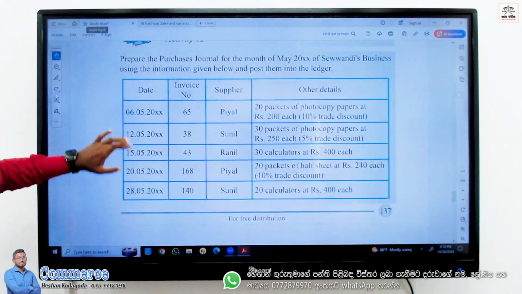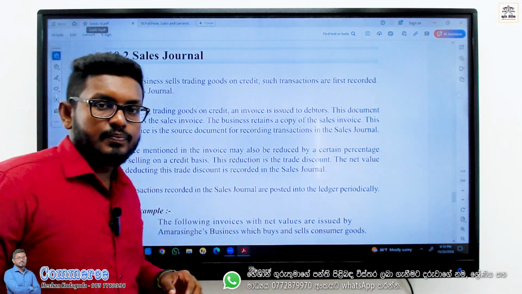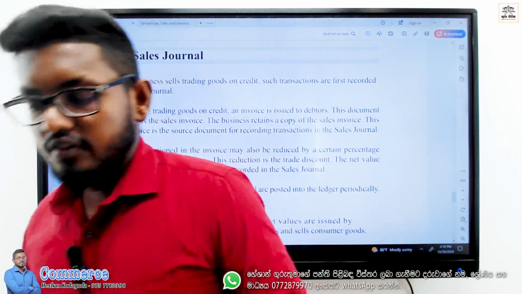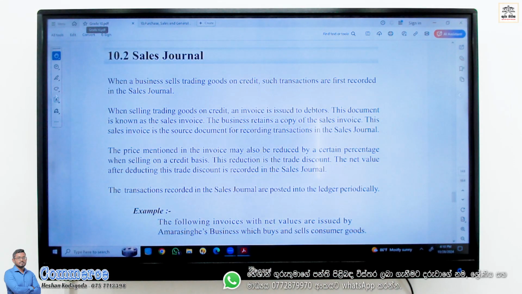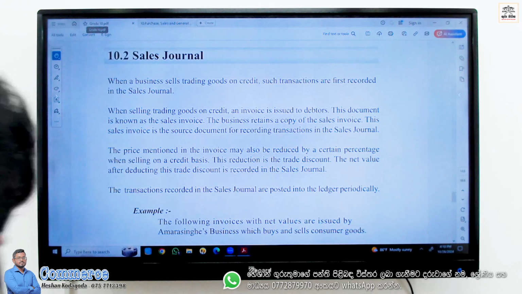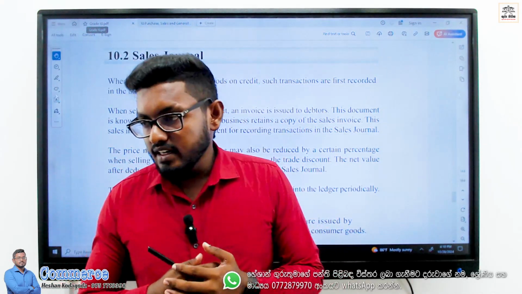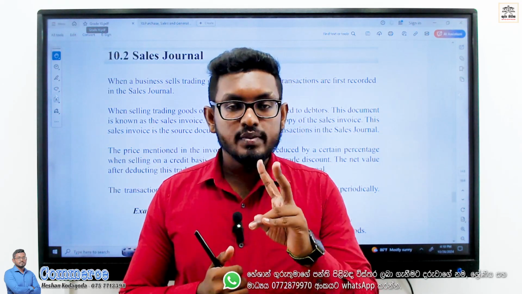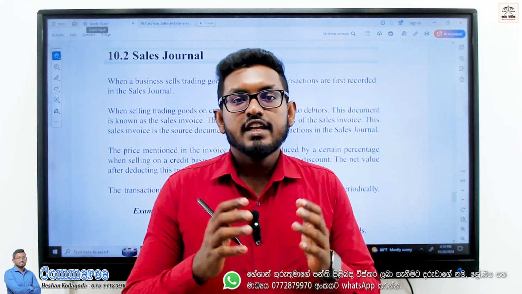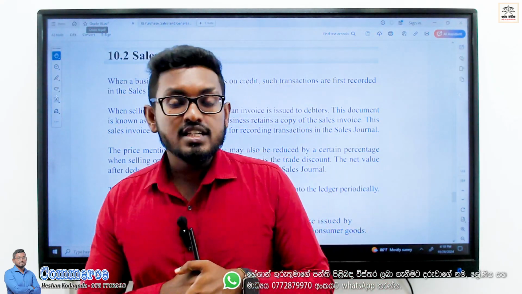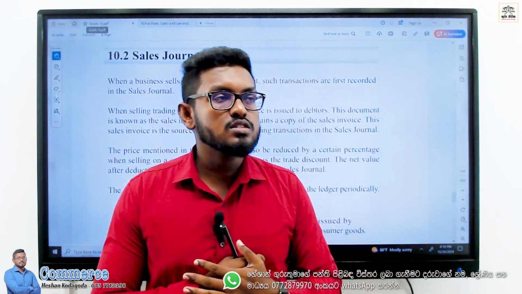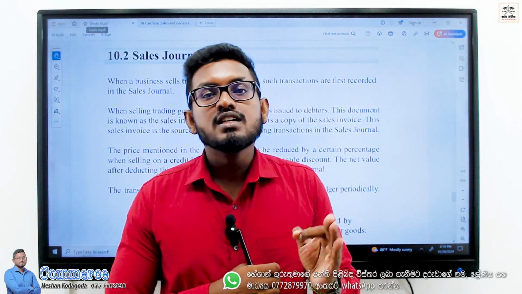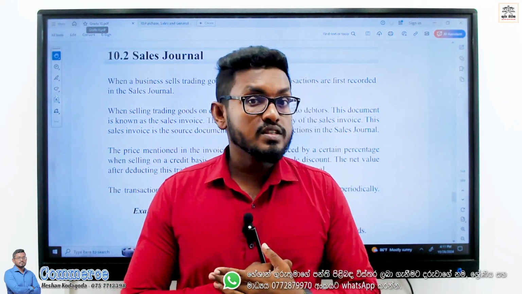Today I'm going to start the new part, the sales journal. Last week I finished the purchase journal. The purchase journal is the prime entry book in which we record credit basis purchases. To record a transaction in a purchase journal, there should be two criteria. First, we record only the purchases of trade goods. The second condition is that it should be a credit basis purchase, not a cash basis purchase.